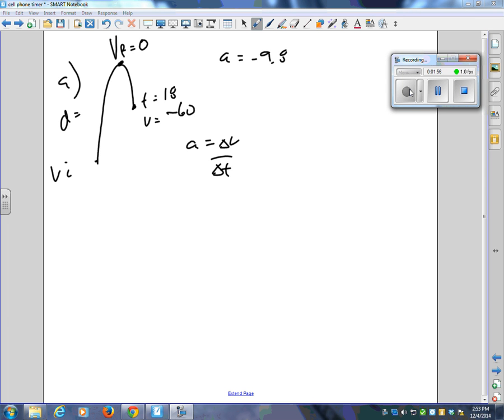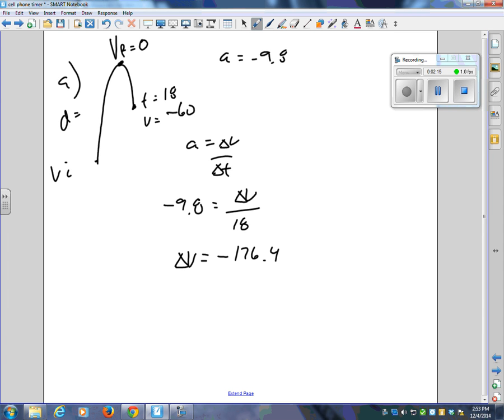What was the first step? Minus 9.8 in for the acceleration equals delta V over 18. Yes, solve for delta V. So delta V is equal. Okay, Lucas, now is the point where you listen, so you learn how to do it. Minus 176 point what, Kia? 4. Okay, good. So the velocity will change by minus 176.4 over that 18 seconds.